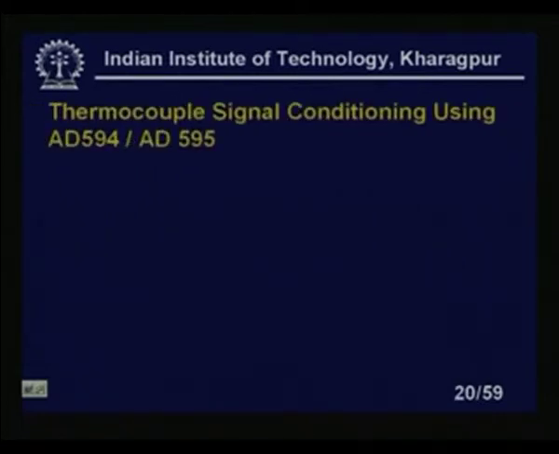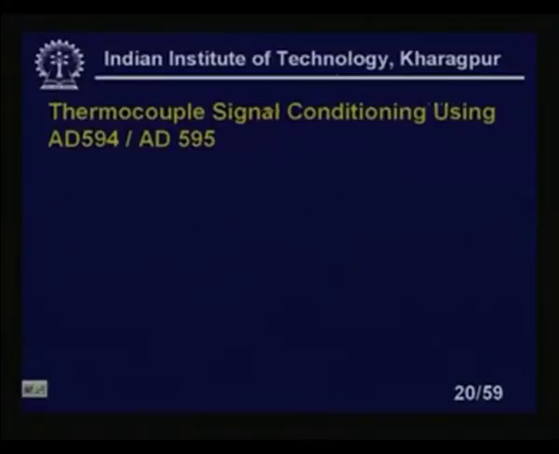Now, the next signal conditioning circuits I am going to discuss are the thermocouple signal conditioners using the 8594 and 8595. With thermocouples we always need cold junction compensation, which is a headache, because ambient temperature may vary, but that should not influence my reading. Suppose I am reading a thermocouple at 700 degrees centigrade. If my ambient temperature varies from 5 to 40 degrees centigrade, it should not influence my reading. That is only possible if I use this type of cold junction compensation.